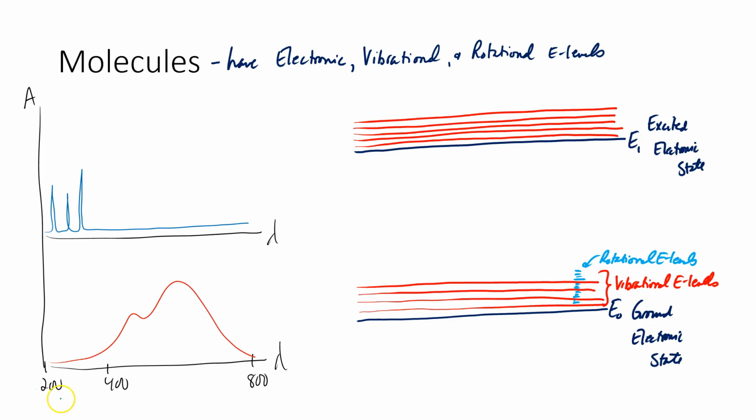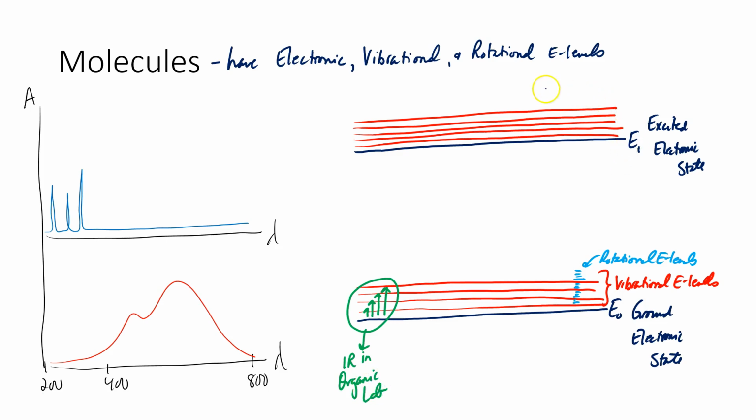So if you have been in organic lab and you have taken an infrared spectrum of your product using the IR, this is what you were doing. You were staying in this ground electronic state, but you were exciting your molecule through these vibrational energy levels, again in that lowest electronic state. So this just represents IR that you might have done in organic lab.